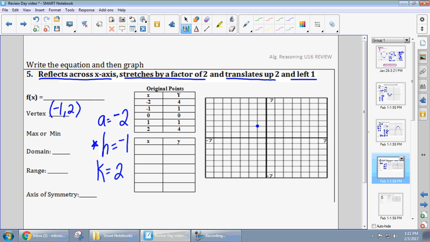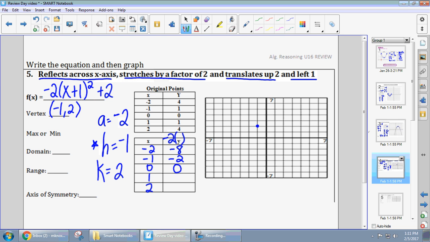And I can write my equation, my formula. So -2 times (x + 1) squared plus 2. I multiply all of these important y values by -2. All those x's stay the same. So -2 times 4 becomes -8. -2 times 1 becomes -2. -2 times 0 is 0.